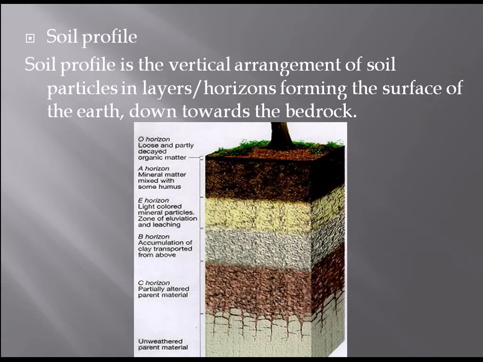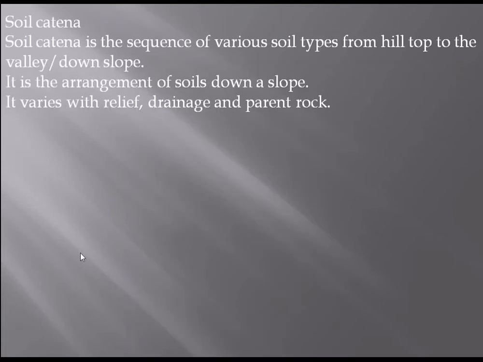Good. As we move on, we are now looking at what they call the soil catena. Previously, we've been looking at the soil profile. Now we are on the soil catena. Are we together on this? We define the soil catena as the sequence of various soil types from the hilltop to the valley down the slope. Here it is horizontal. Previously, it was vertical. It is the arrangement of soil down a slope.